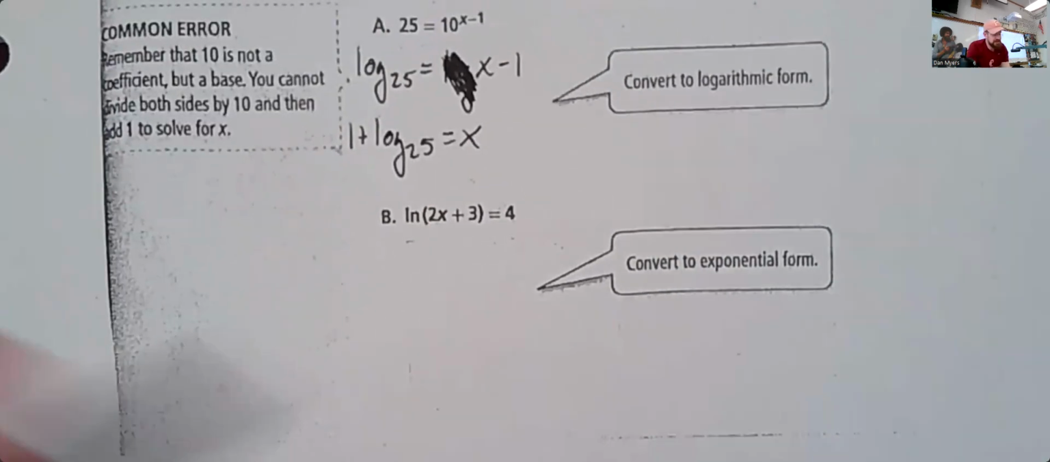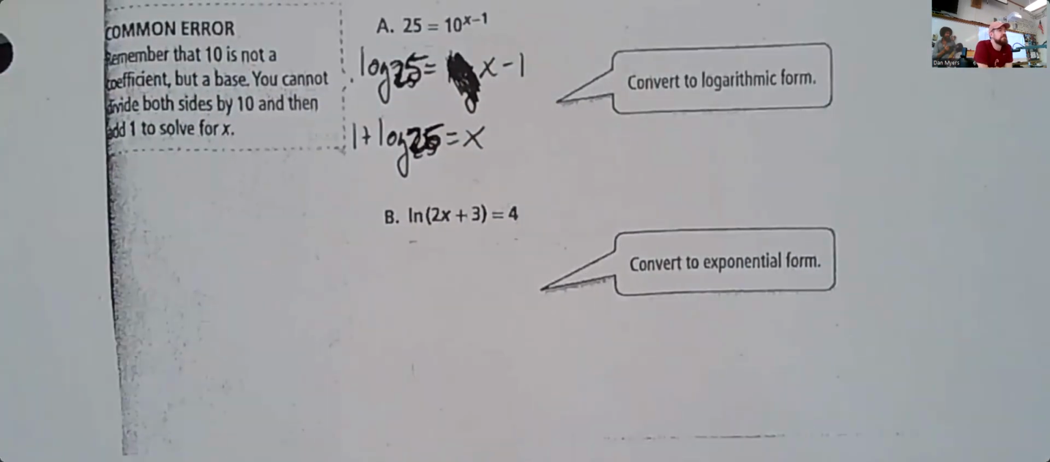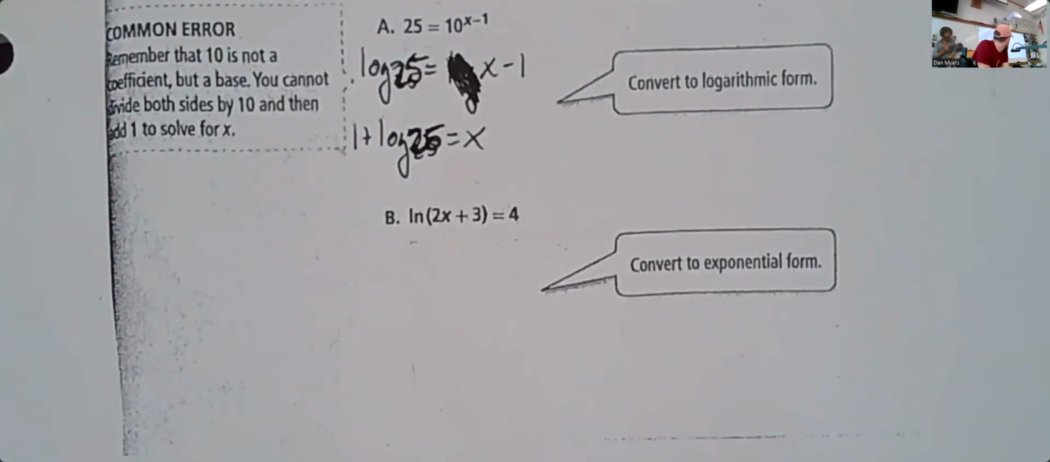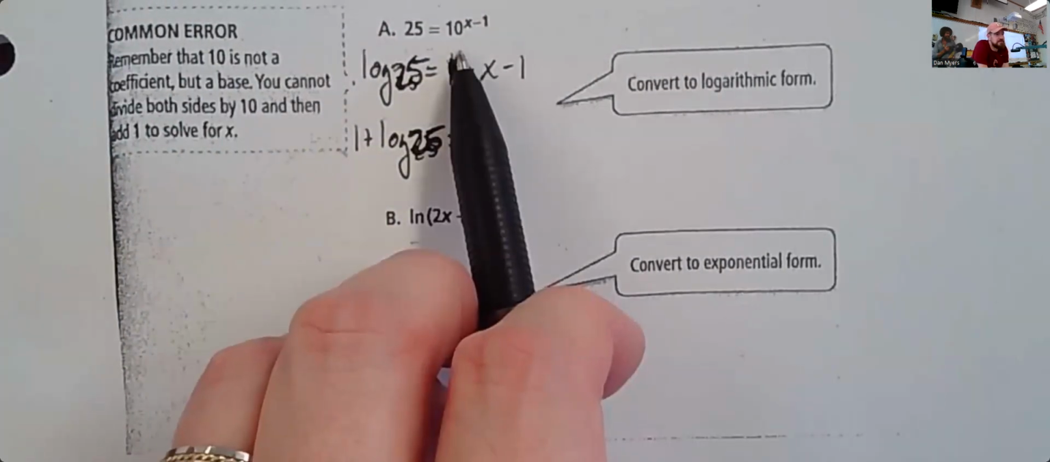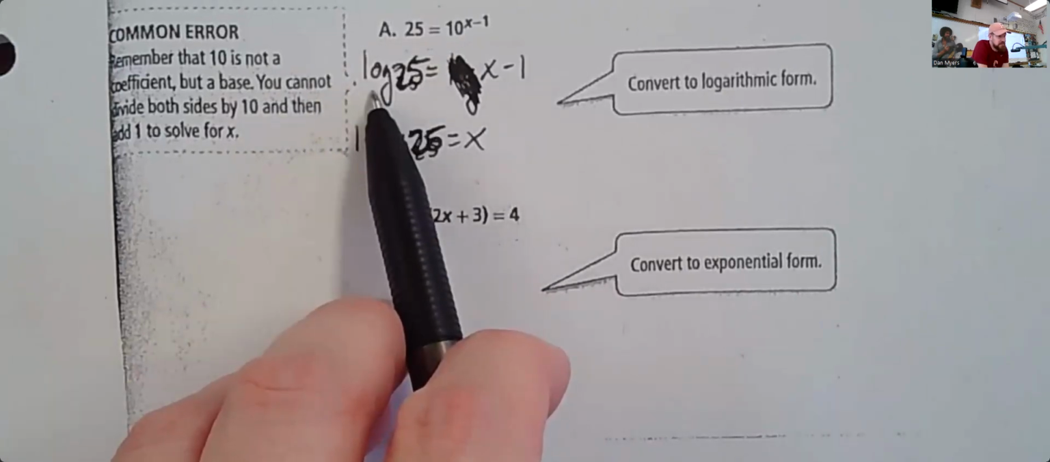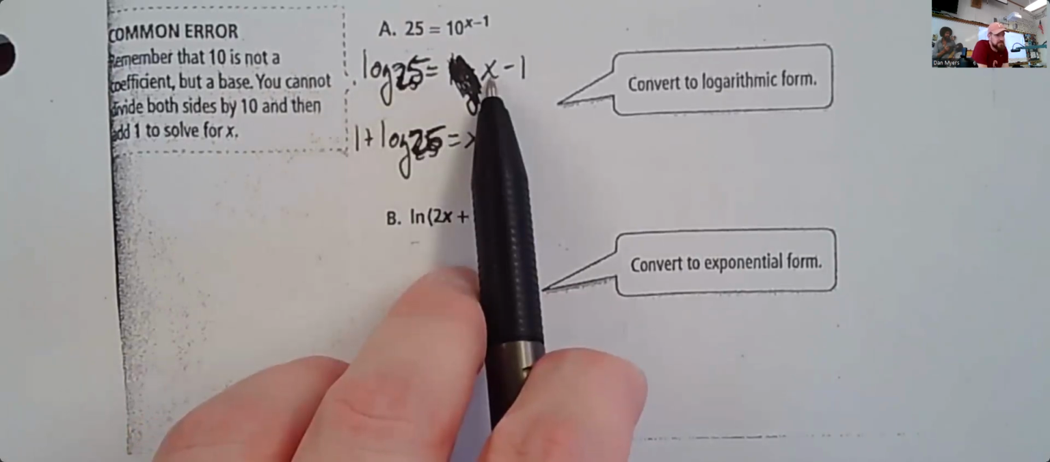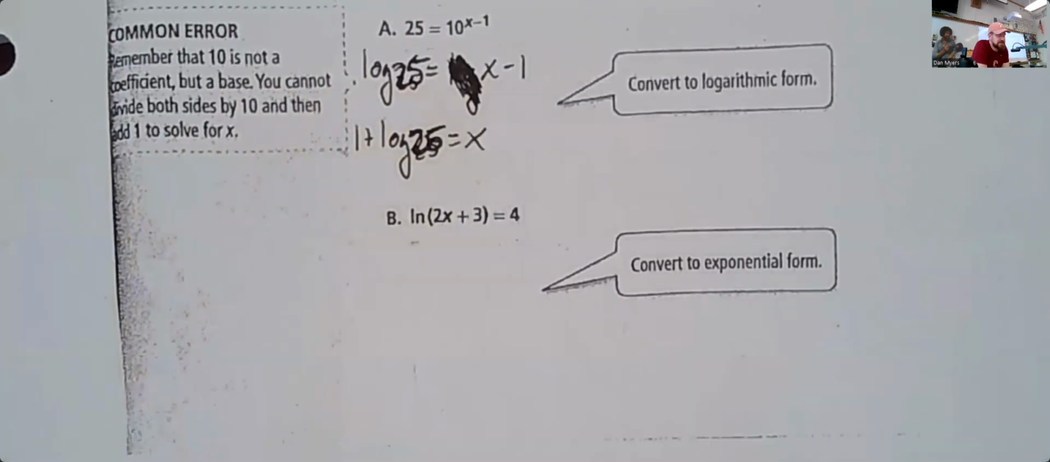Sorry, it's not log base 25. What am I even talking about? It's log of 25. I apologize. I'm a little mixed up today. Not a base. We're dealing with base 10 here. This whole thing is base 10 because the base we have is 10. So we're just rewriting this as log base 10 with an argument of 25 is equal to the exponent of x minus 1. Sorry. I got backwards on that one.